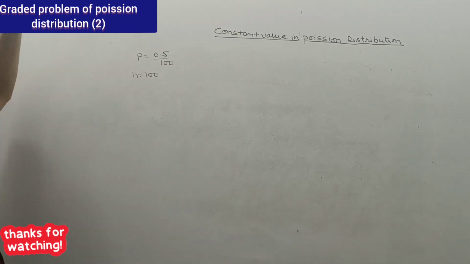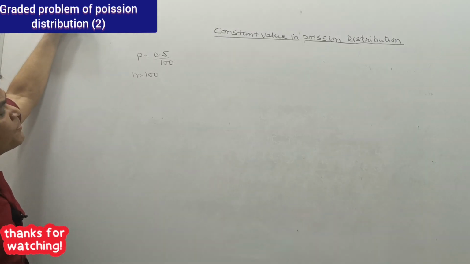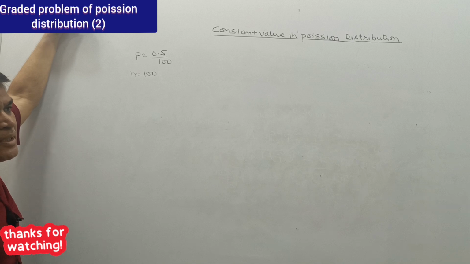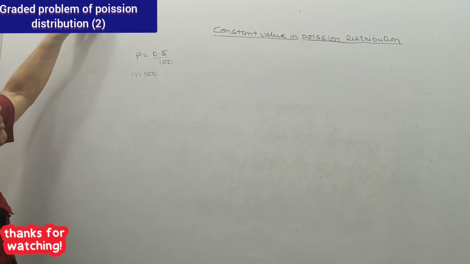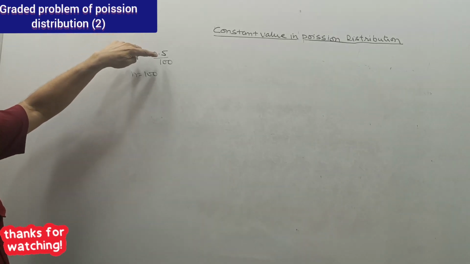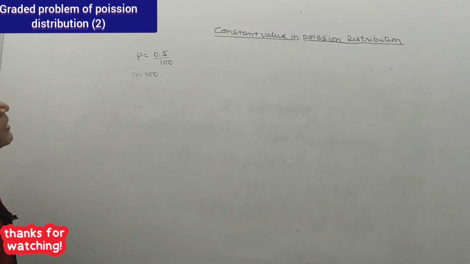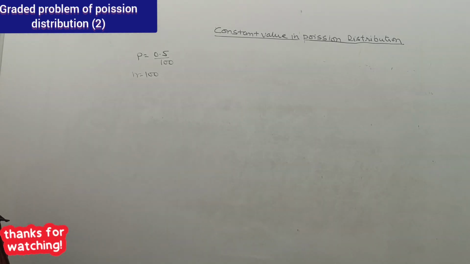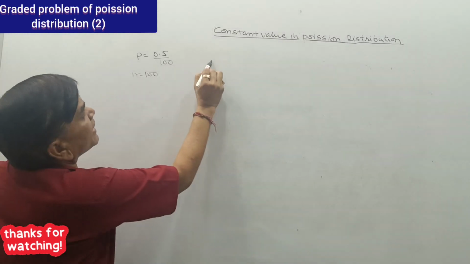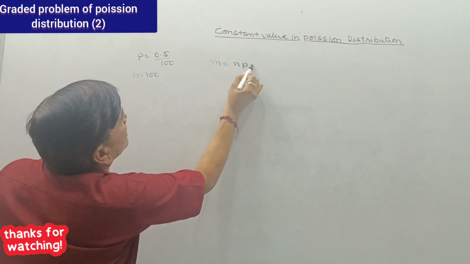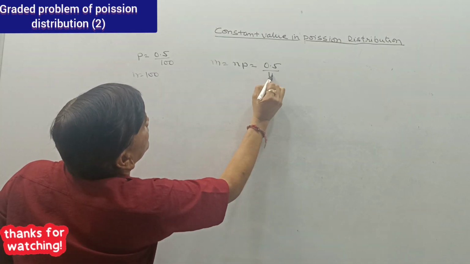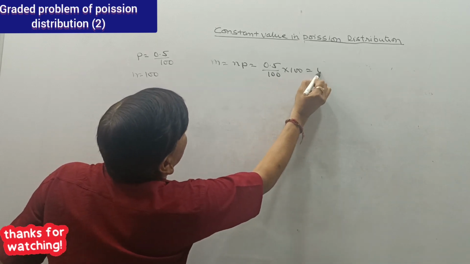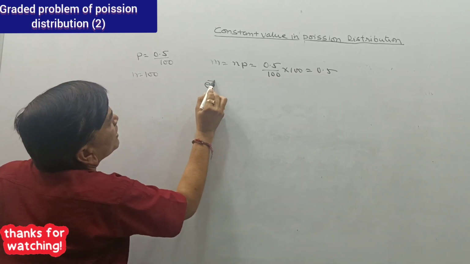In a factory, the percentage of defective is 0.5. So 0.5 divided by 100. So the probability of the defective is 0.5 upon 100, and the packing are in 100. So first we will calculate m, that is np. So that is 0.5 upon 100 multiply by 100. So that is 0.5. So e raised to power minus 0.5.